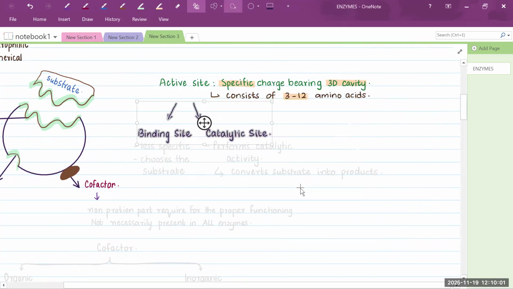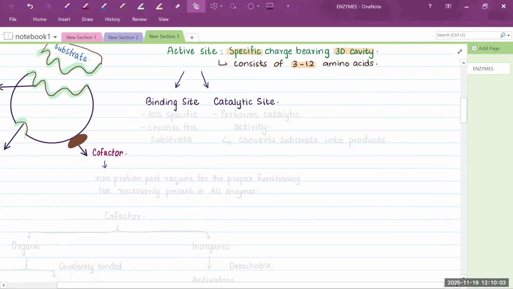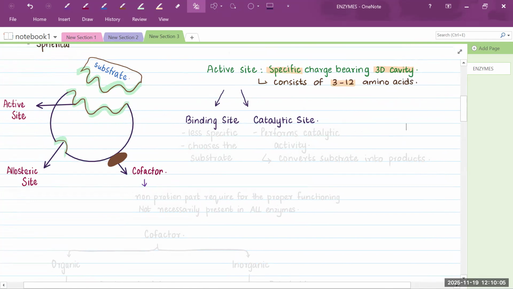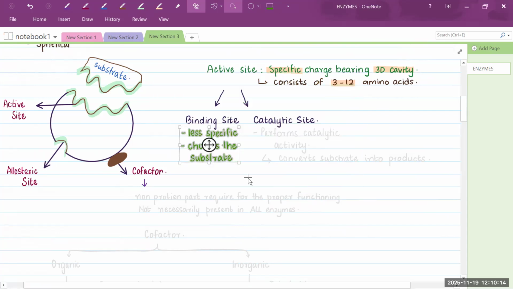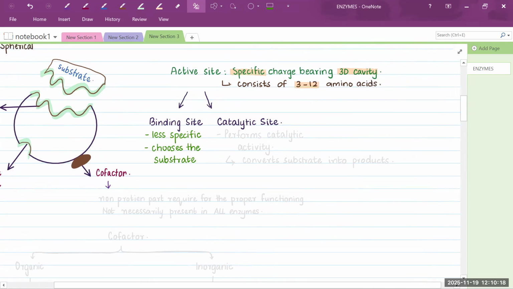So what is meant by the binding site? It is considerably less specific than the catalytic site. And why is it less specific? We'll see that in the part where we do inhibitors of enzymes, right? Also, it chooses the substrate. It doesn't do any catalytic function. It just chooses the substrate which is complementary to the active site.